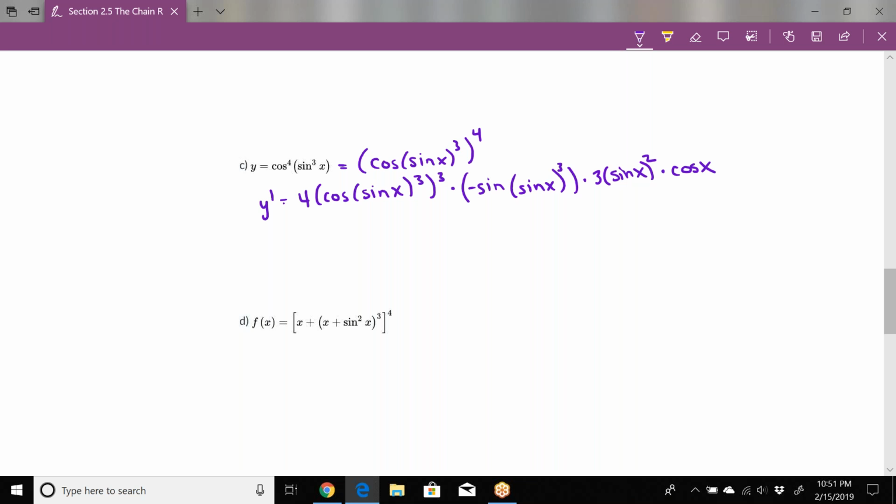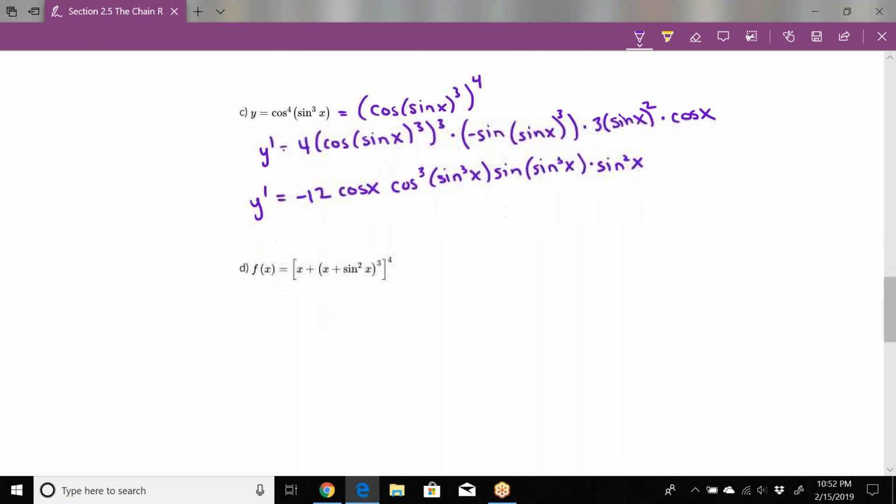So if we wanted to clean this up a little bit, we get a 3 and a negative 1 and a 4. So that's y prime is negative 12. We have our cosine x. We have, this is a cosine cubed, so we could write cosine cubed of sine cubed x. This one is a sine cubed on this inside guy here. So that's going to be sine of sine cubed x. And we also have a sine squared x. So just kind of reorganizing those all together nicely.